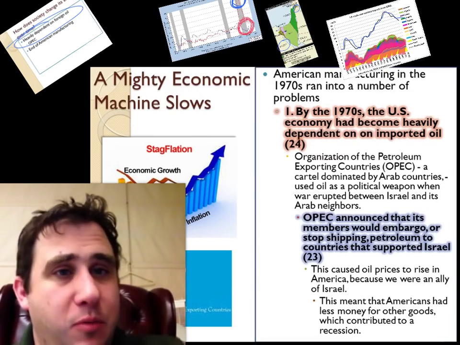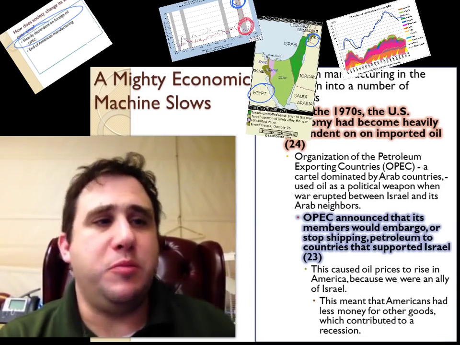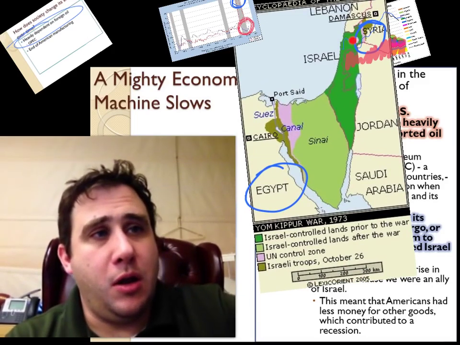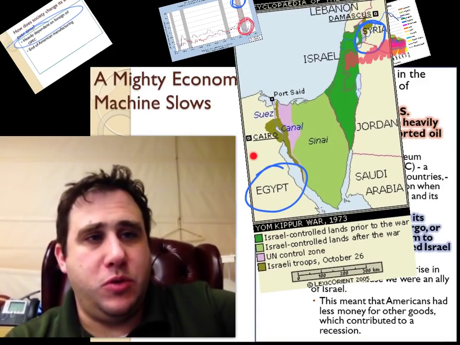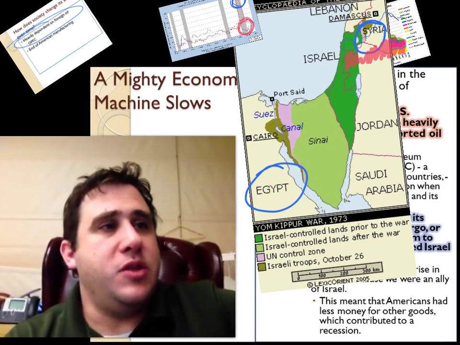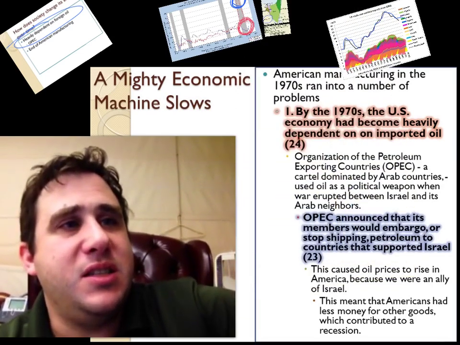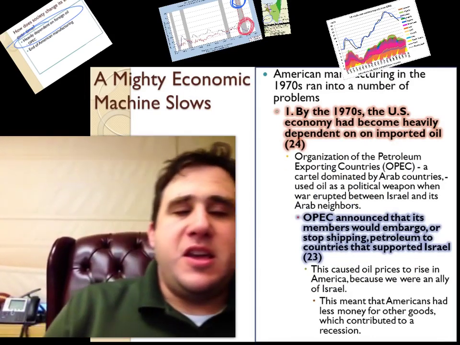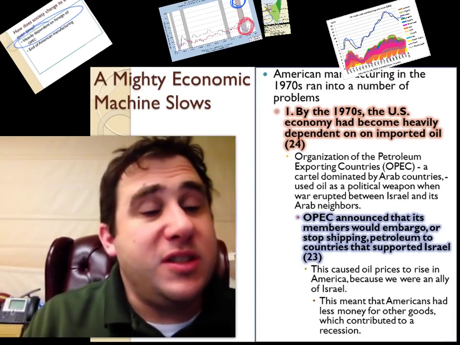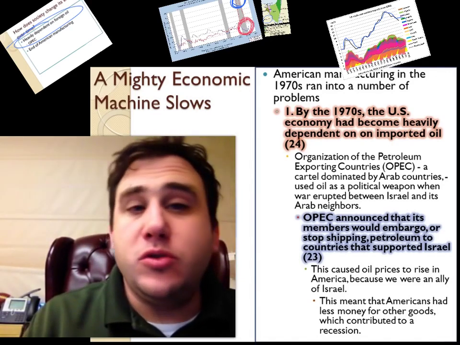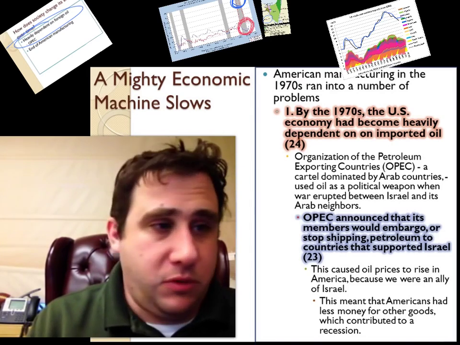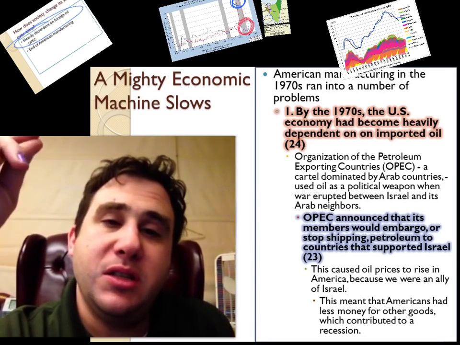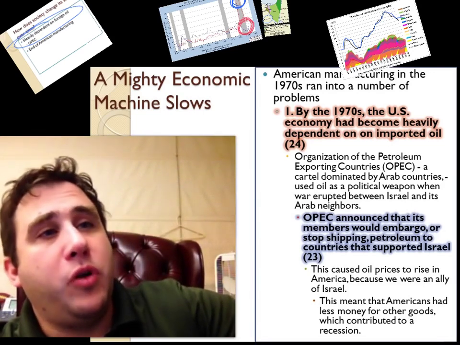In particular, they were looking to use oil as a political weapon when war erupts between Syria, which you can see highlighted by my pointer, Egypt, which is right here, and Israel. This war is called the Yom Kippur War. It happens in 1973, and OPEC says it's going to embargo, or stop shipping, petroleum to countries that support Israel. And of course, one of those countries around the world is the United States. This means that between 1973 and 1975, oil prices are going to rise.